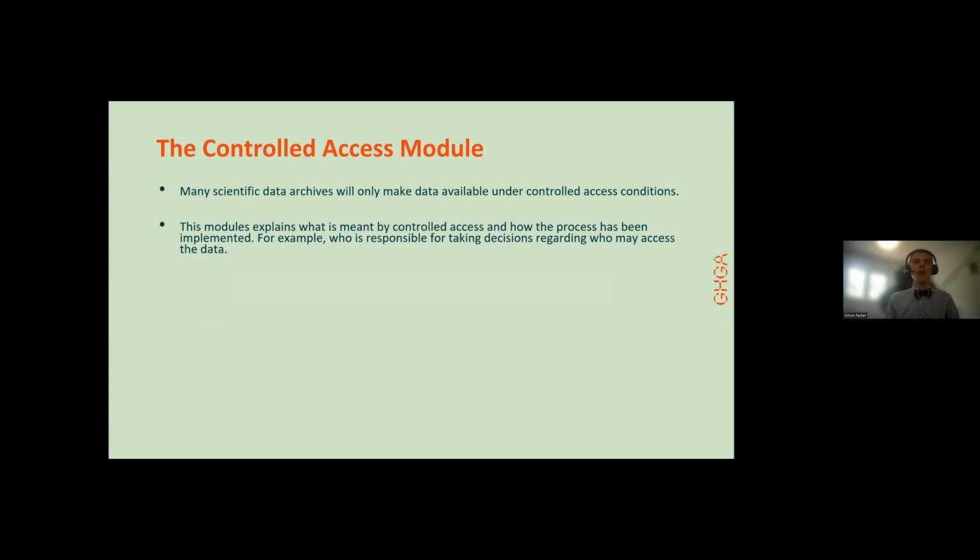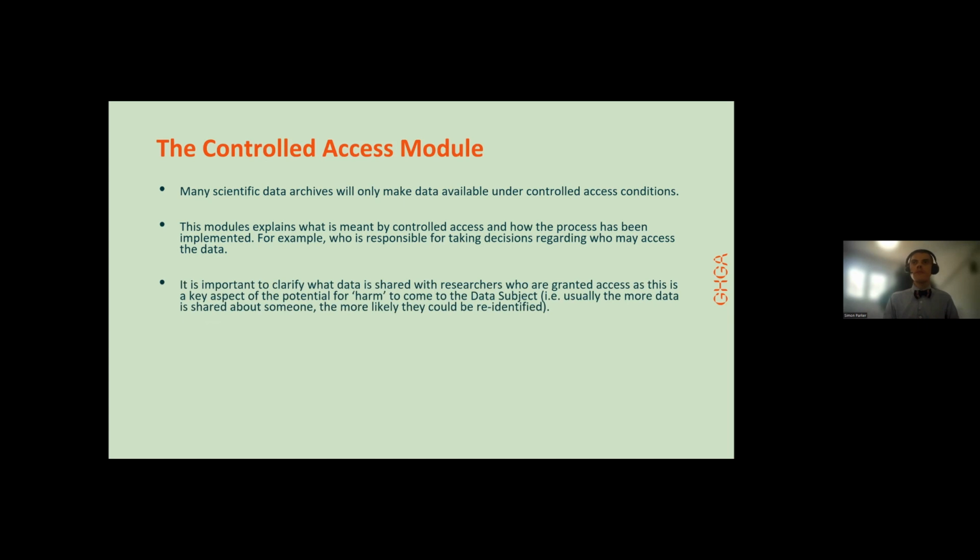One of the points that you may wish to add to this module is around who it is that is actually responsible for making those decisions regarding access. So when we say it's upon approval, what does that mean? Does it mean that there is a data access committee? Does it mean the PI is contacted and reviews the applications? How does that process actually work?